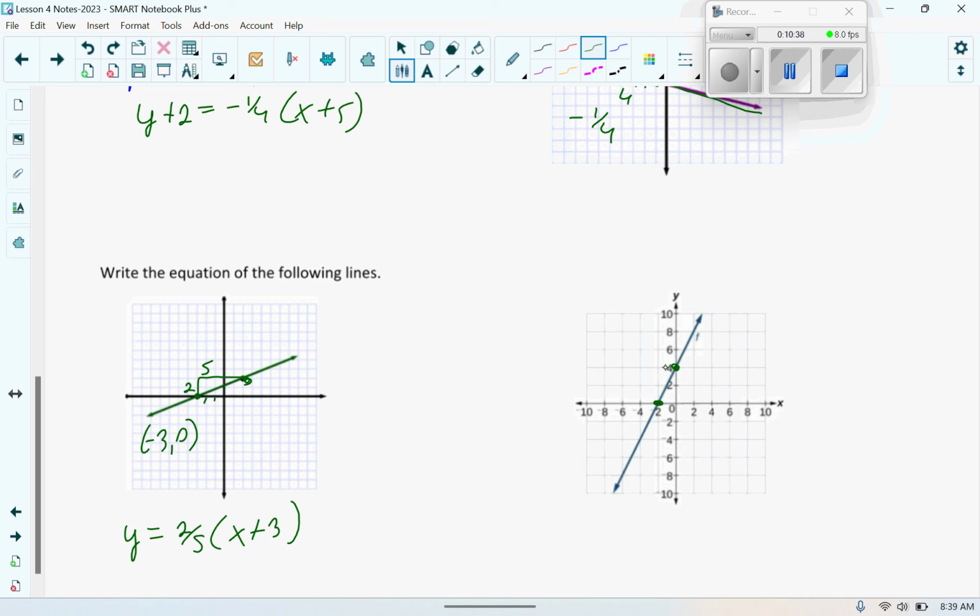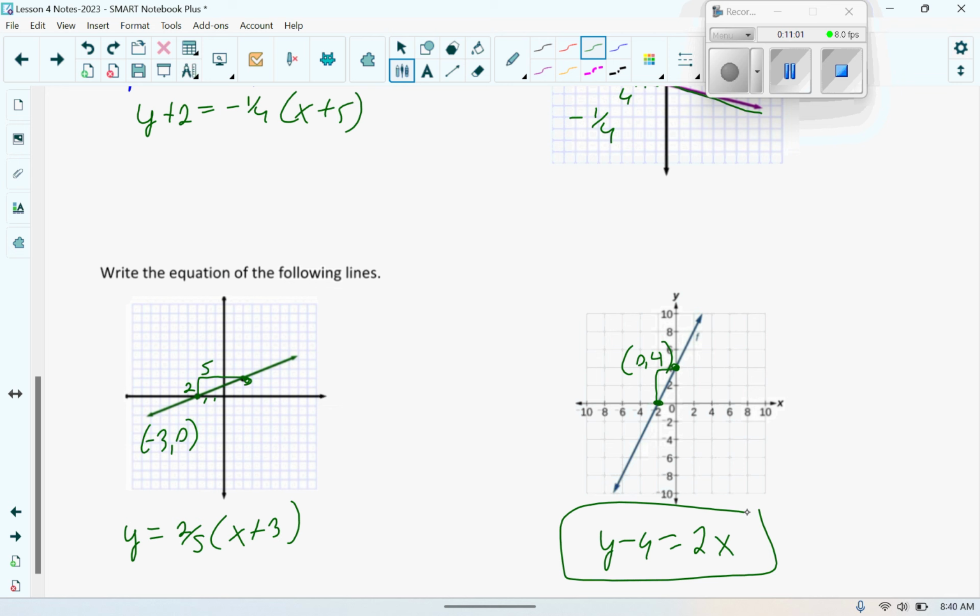Well, let's do this one because we haven't done an x yet. So for this one, I would say y minus 4 is equal to, and I notice I have another positive slope. I went up 2 and over 1. And I'm going to say x minus 0, but really I don't need parentheses for that. So I'm just going to say y minus 4 is equal to 2x.